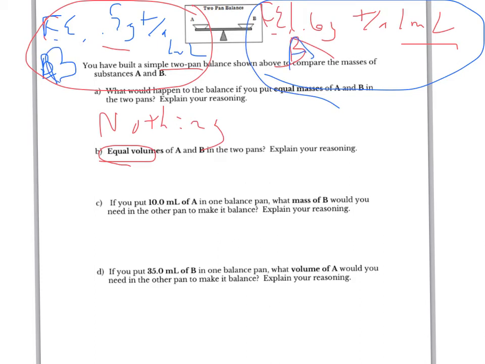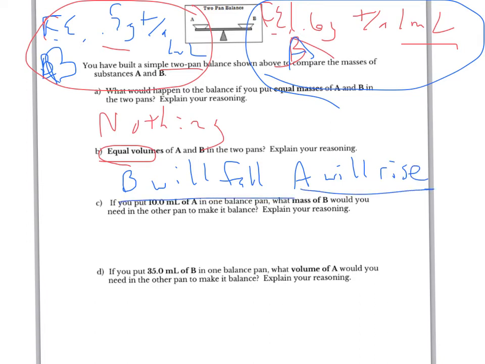So that means that if this one with the higher density is going to fall, B will fall, and A will rise, because A doesn't have enough mass to support B. It's kind of like being on a teeter-totter. The heavier will go down and the lighter will go up.